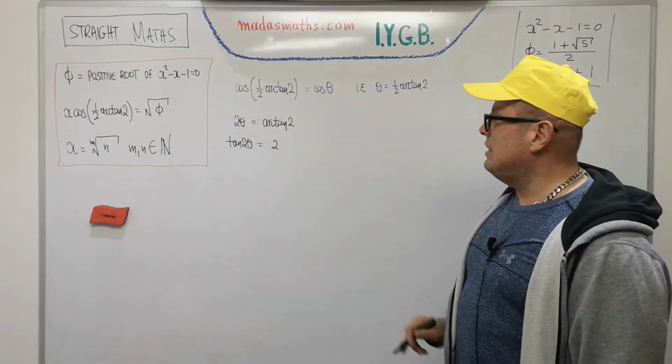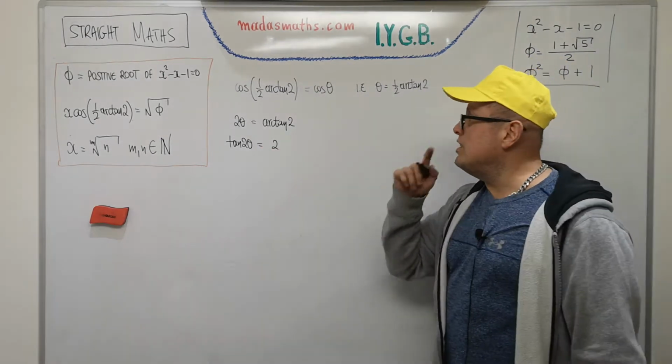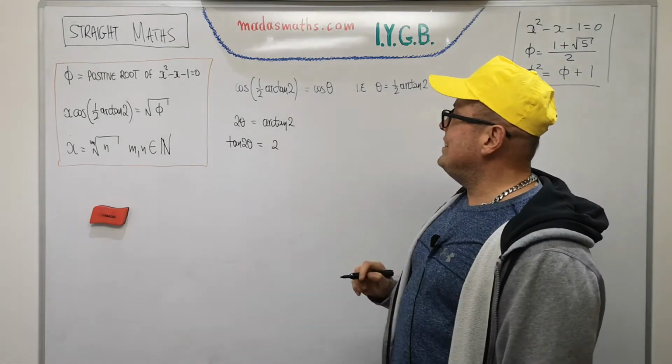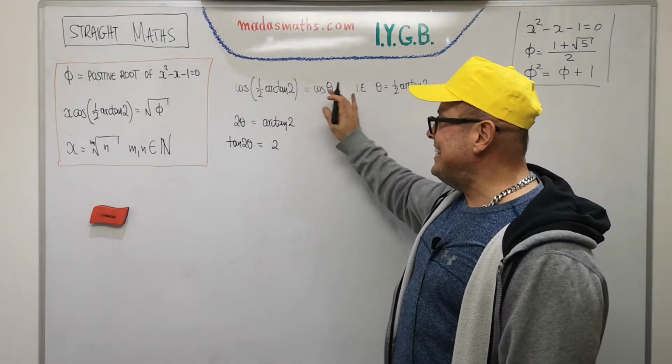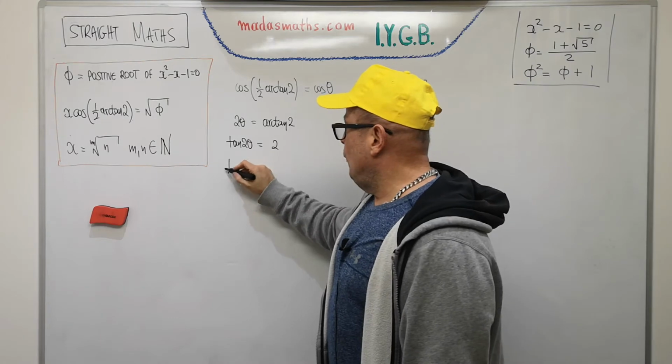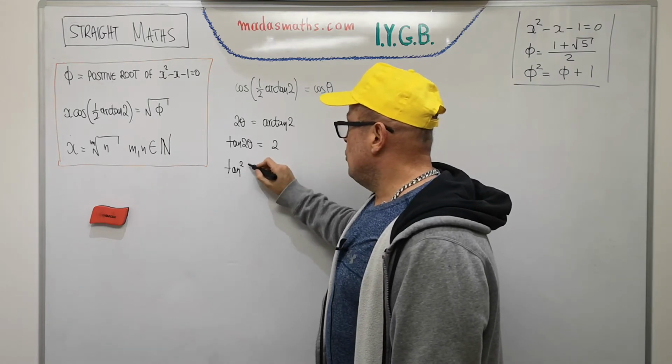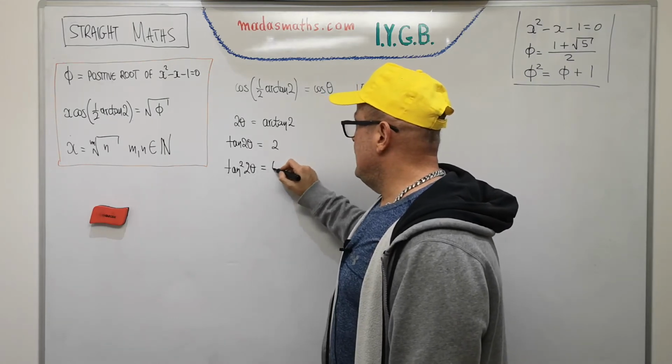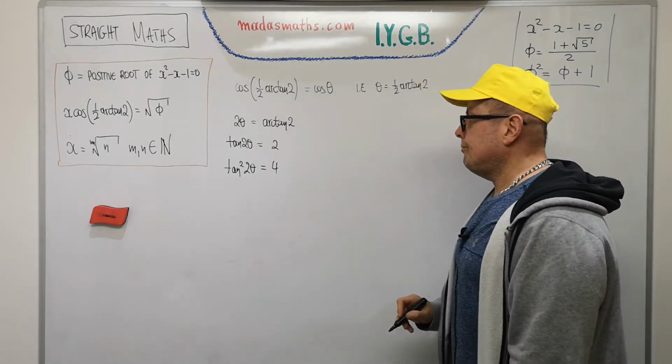The problem is this 2 theta, and then I have to change into theta eventually, because I've got the cos of theta in there. That's my problem. That's why I prefer identities here. So I'm going to square this. Tan squared of 2 theta, quite clearly, is 4, squaring both sides.